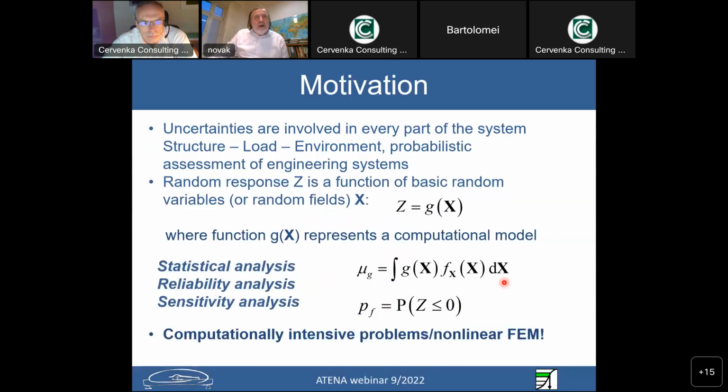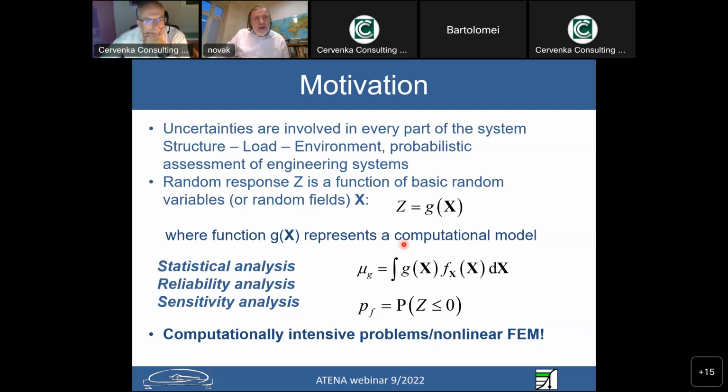First of all, the motivation. We know that uncertainties are involved in every part of the structural system and environment, and that's why probabilistic assessment of engineering systems is needed. Generally, random response Z is a function of basic random variables or random fields X, where the function G(X) represents a computational model. This computational model can be relatively simple or very complicated. A 3D nonlinear fracture mechanics computational model is relatively complicated, but we still need to play with uncertainties.